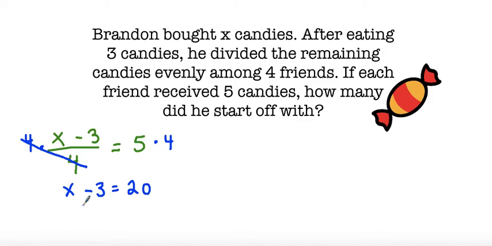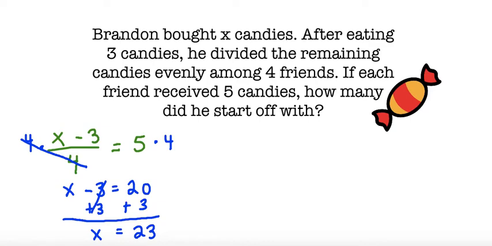And so we have x minus 3 is equal to 20. We're going to add 3 to cross this out, and then plus 3 because we want to keep it balanced. So x is equal to 23. And so he started off with 23 candies.